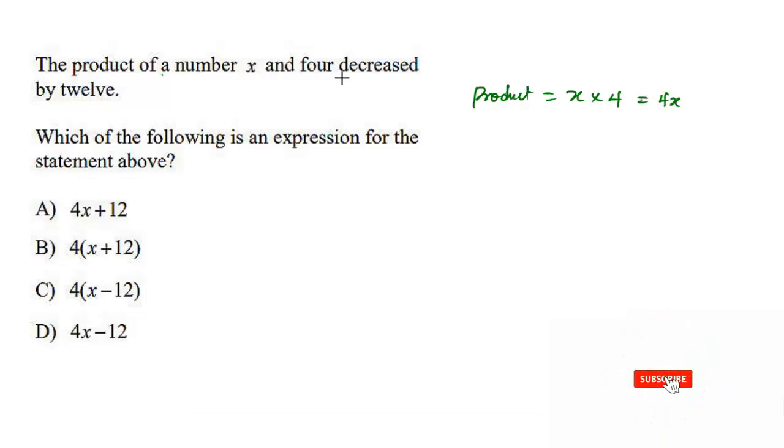And that will give us 4x. Now we are told that it is decreased by 12. So the decrease basically here will be 4x minus what? Minus 12, because this product is decreased by 12. So which of the following is an expression for the statement above? The correct option to this one is actually D. So it's just a straight to the point question. That's 4x minus 12.